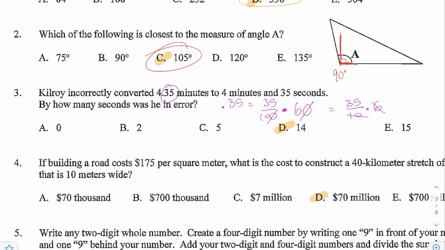And here, the 6 into 10, you can cross-cancel, divided by 2. And 35 and 5 cross-cancels for 7. So 7 times 3 is 21. It's really 4 minutes, 21 seconds. So if you subtract from 35 seconds, that's a difference of 14 seconds. And that's choice D.